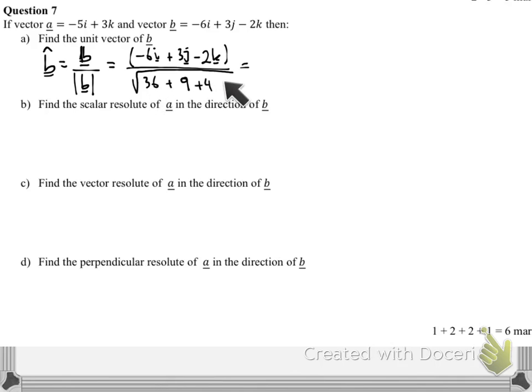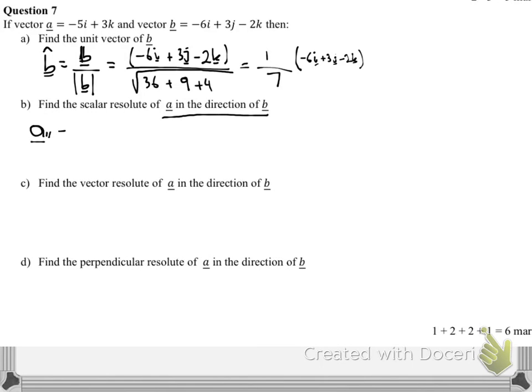So simplify that square root, and you get 1 on 7. Now that stays as just the factor at the front of the brackets, and you can express the unit vector just like so. Alright, part B, find the scalar resolute of A in the direction of B. Now think about what that is. A in the direction of B is describing two vectors that are parallel.